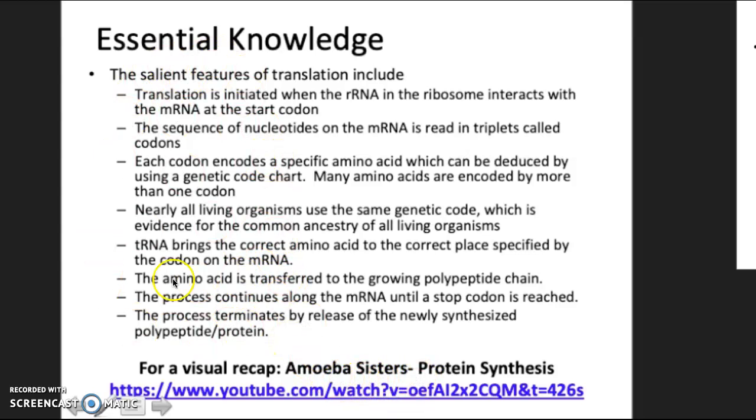If you're not an auditory learner and you're a visual learner, I recommend just watching this Amoeba Sisters video real quick. You can pause it or just Google Amoeba Sisters protein synthesis. Spells it out really nicely and gives you a good visual of this process.